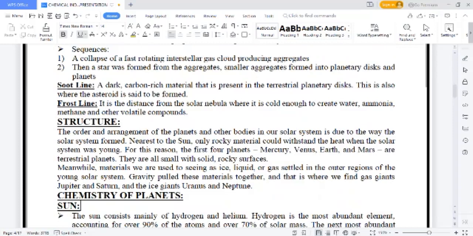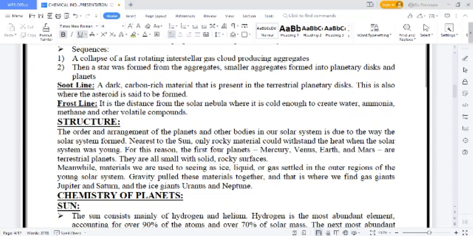The order and arrangement of the planets and other bodies in our solar system is due to the way the solar system formed. Nearest to the sun, only rocky material could withstand the heat when the solar system was young. For this reason, the first four planets, Mercury, Venus, Earth, and Mars, are terrestrial planets because of the rocky material, and they are all small with solid rocky surfaces.